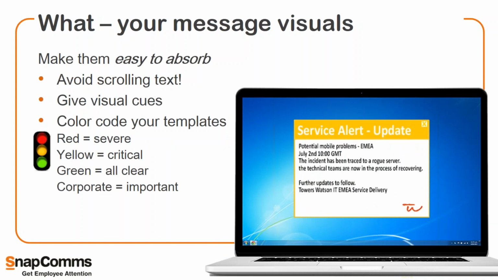Secondly, don't forget that SnapComms alerts, the visual frame, the template you have around your message, can be any look and feel that you want. Many of our customers have 4 different color codes on their templates. They'll have a corporate template, they'll have red, yellow, green, and we all pretty much know what that means. Red is going to be the severest level of crisis, yellow is going to be a warning level, and then green means all clear.